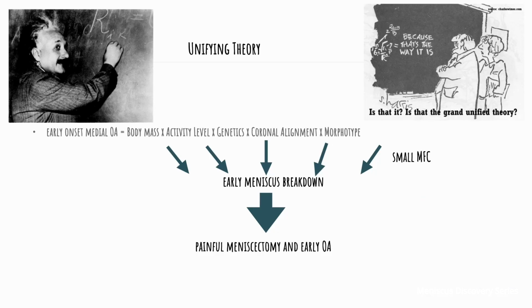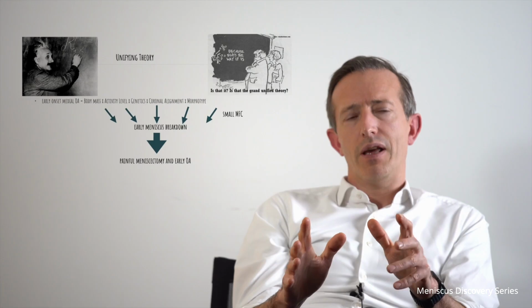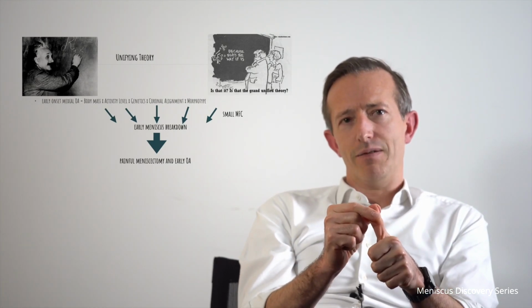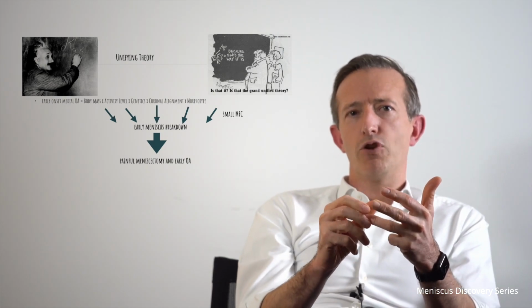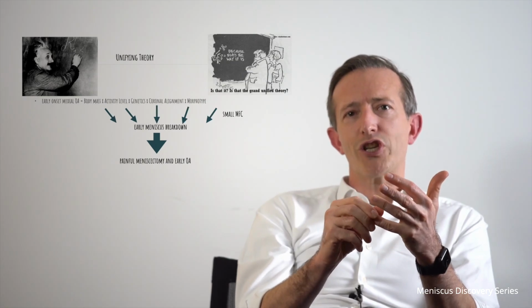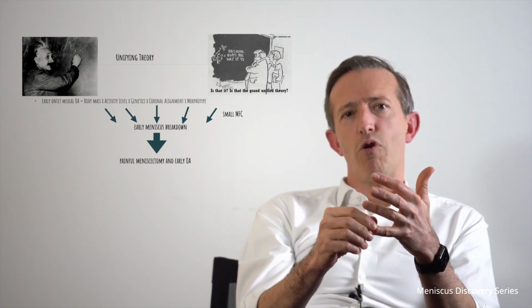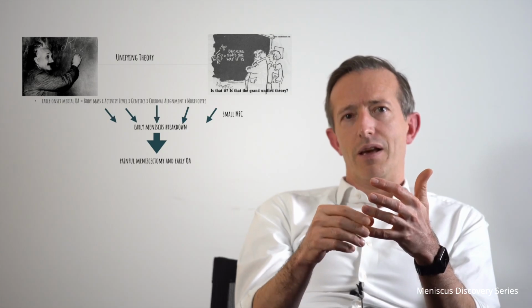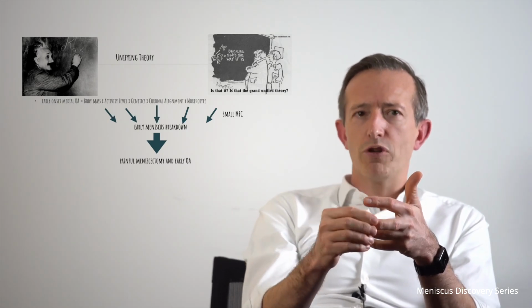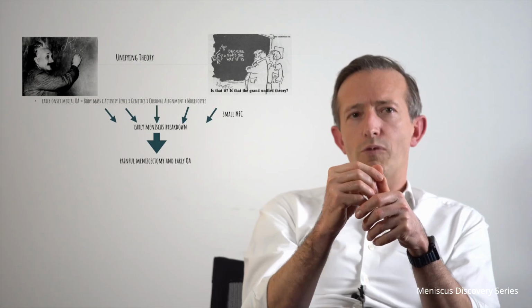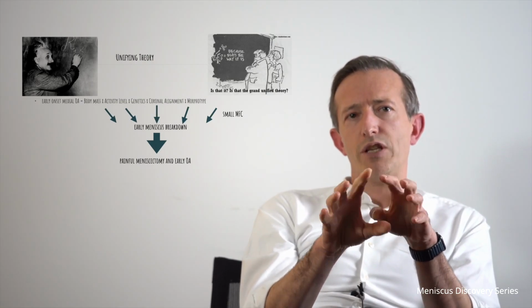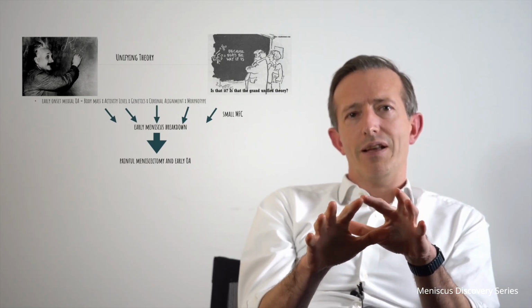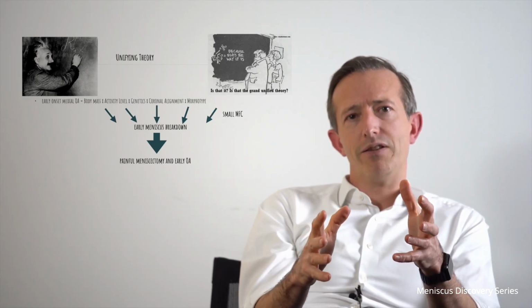If you have early onset medial osteoarthritis, I am convinced that body mass is important, your activity level is important, your genetic background is important, your coronal alignment is important, but also the shape of your knee is important. And if you have a small medial femoral condyle knee, even with a normal alignment, normal genetics, normal activity level, normal body mass, you can still develop early onset medial OA. So these 5 parameters are this unifying theory that explains early onset medial OA in your patients.